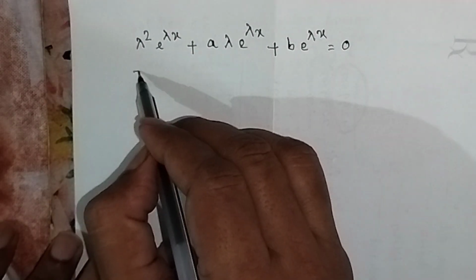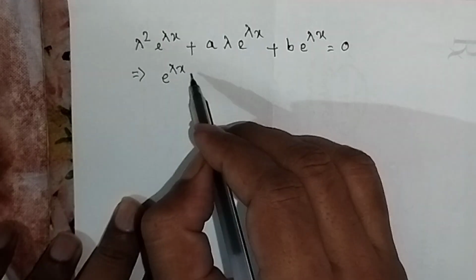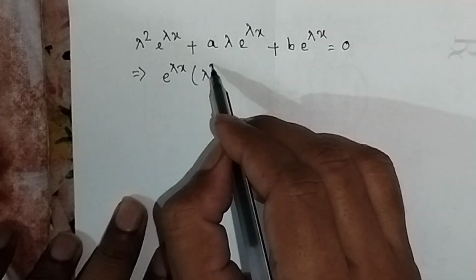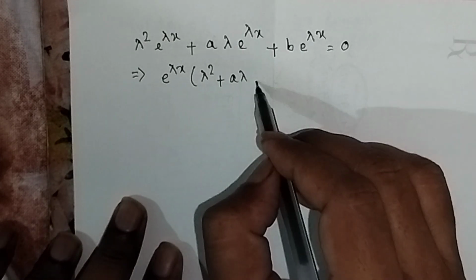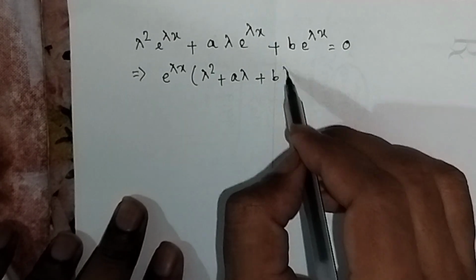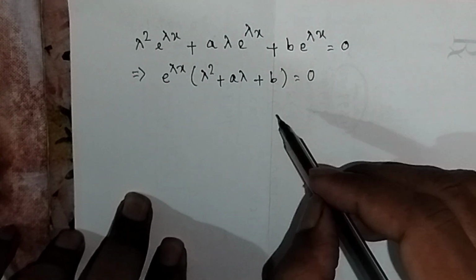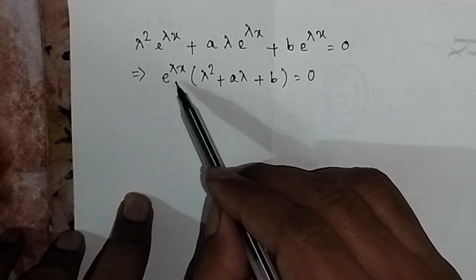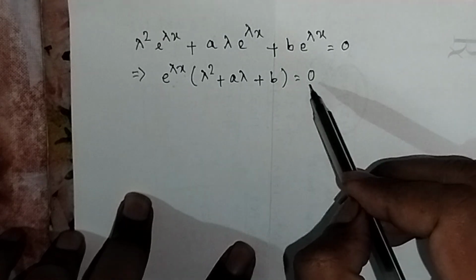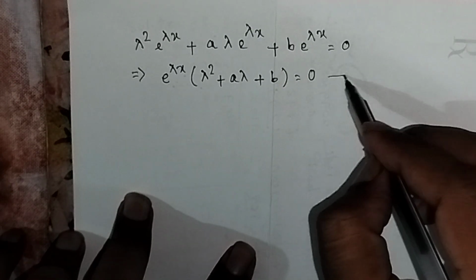Now you can take common e to the power lambda x. So in the bracket you have lambda square plus a lambda plus b, and this will be equal to 0. You see here you have two factors. One is e to the power lambda x, and this may be equal to 0, and the other may be equal to 0. You have two factors, is it not?